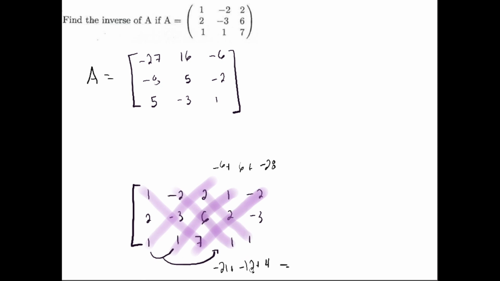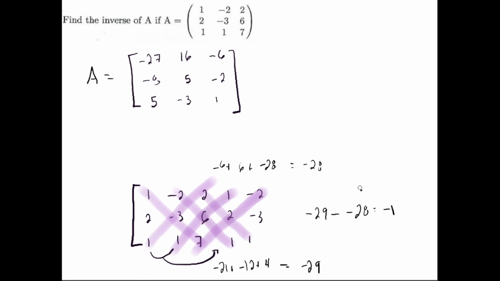Negative 21 plus negative 12 is negative 33, plus 4 is negative 29. Negative 6 plus 6 is 0. 0 minus 28 is negative 28. So negative 29 minus negative 28 is equal to negative 1.